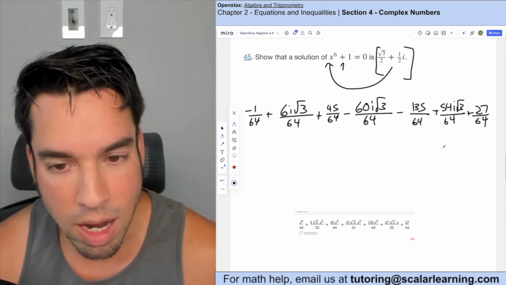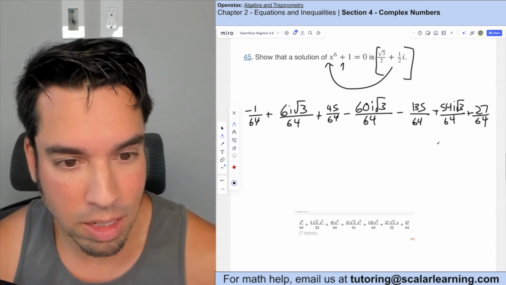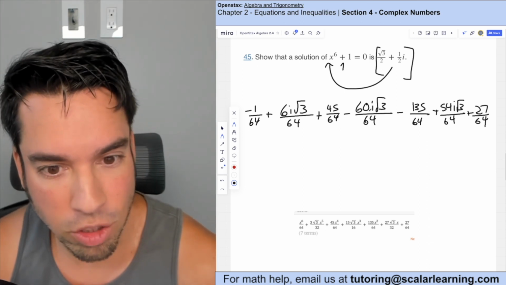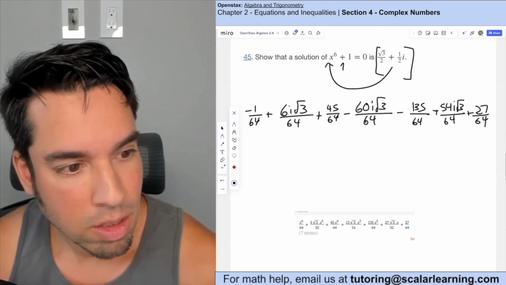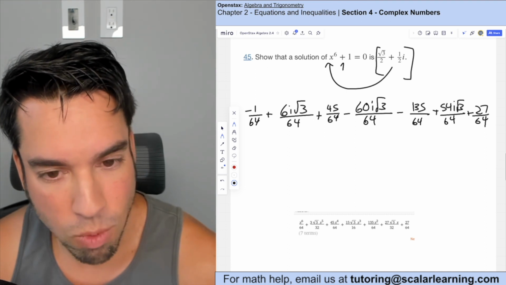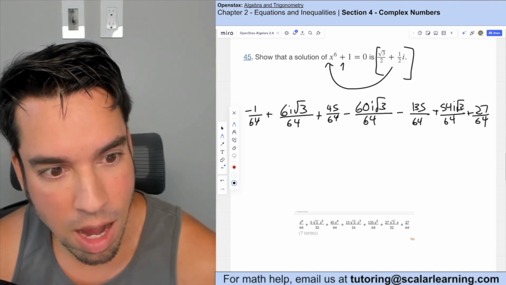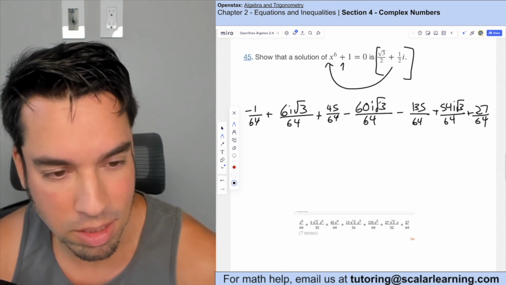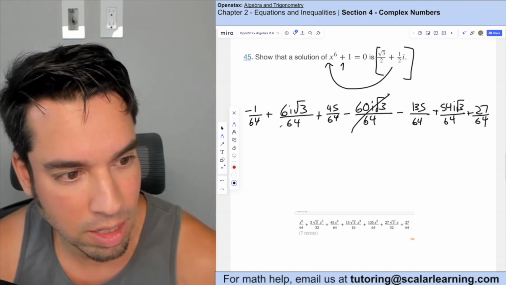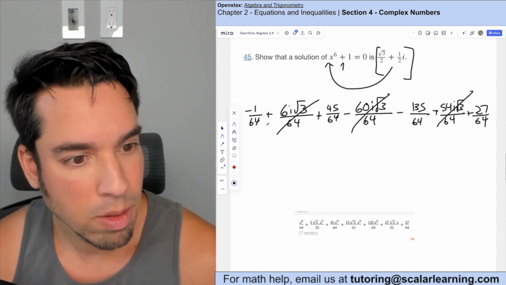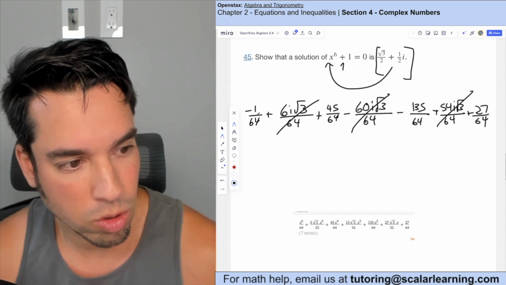So for this to work out, this all needs to evaluate to -1. So my assumption is all the i's are going to cancel out. Let's see. So 6i root 3 and 54i root 3 makes 60i root 3, and we got a negative 60i root 3, so those indeed cancel out like so. And then we got to combine these. Hopefully, again, this will equal -1.